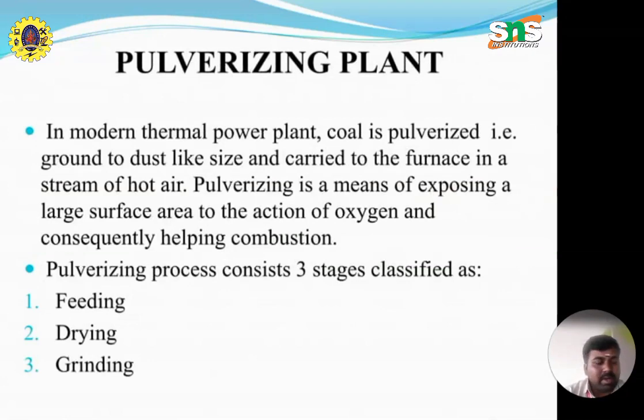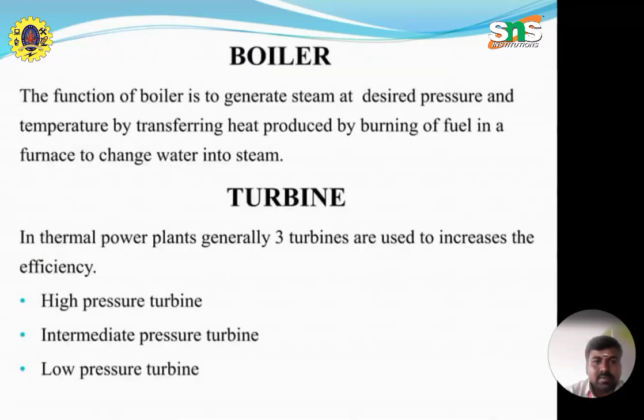Pulverizing plant: in modern thermal power plants, coal is pulverized, ground to dust-like size and carried to the furnace in a stream of hot air. The pulverizing is a means of exposing a large surface area to the action of oxygen and consequently helping the combustion. The pulverizing process consists of 3 stages, classified as feeding, drying, and grinding.